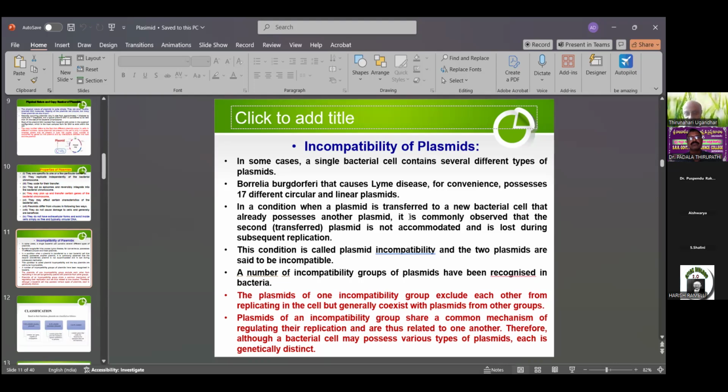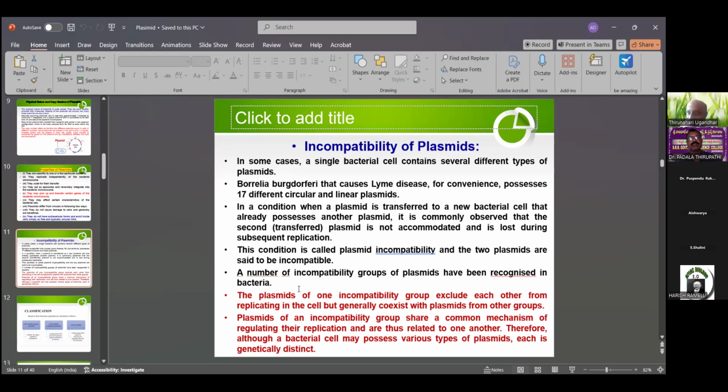And two plasmids are said to be incompatible. Incompatible means they are not able to coexist. A number of incompatibility groups of plasmids have been recognized in bacteria. Then there are large groups of bacteria, incompatible bacteria and compatible bacteria.